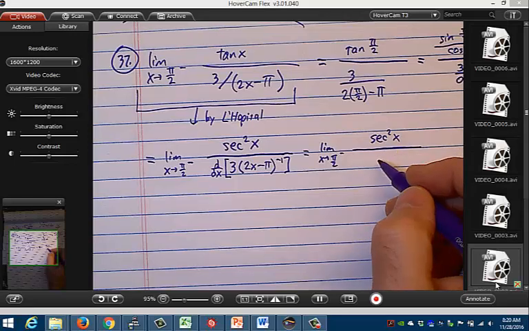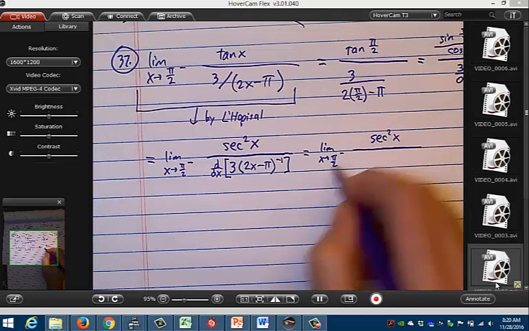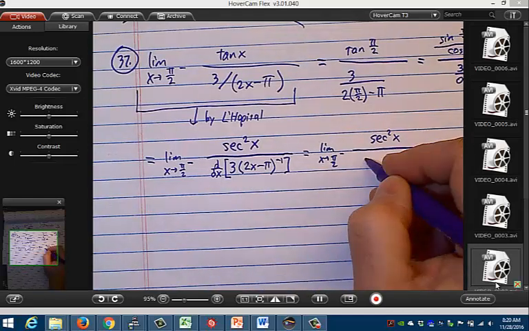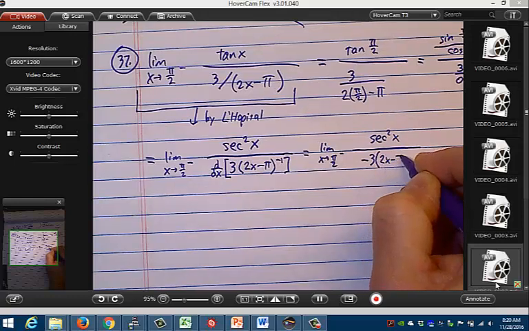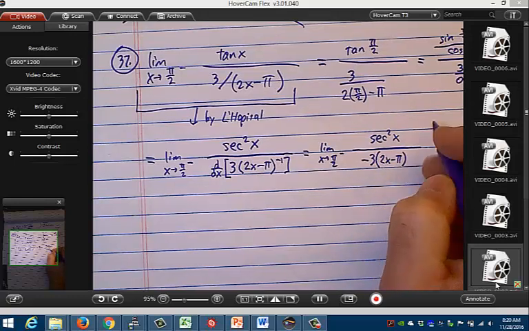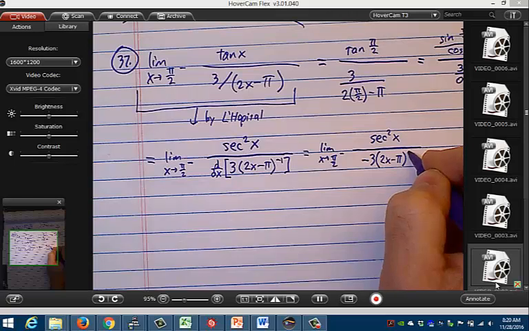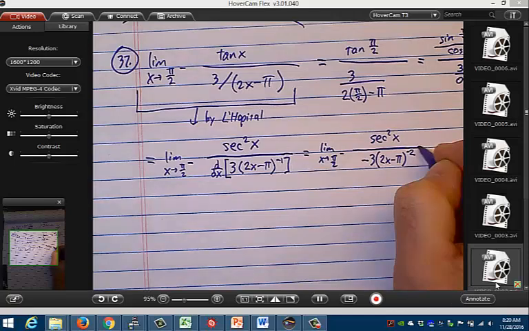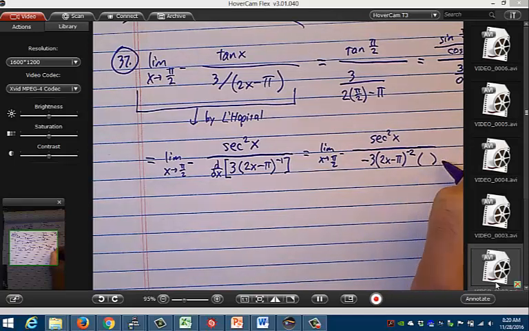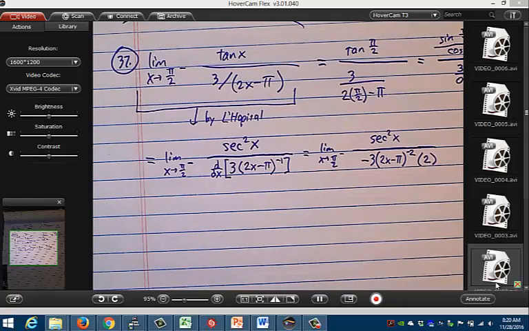I guess I would write this as, let's see, I need to do bing, bing, bong, right? So ignore the 3, bring the negative 1 out, so that's negative 3 times 2x minus pi, what's the next bing, to the negative second. So there's bing, bing, and then I need to multiply by the derivative of the inside, which would be 2, bong. Bing, bing, bong. This all okay?